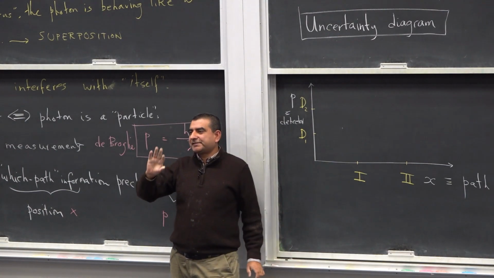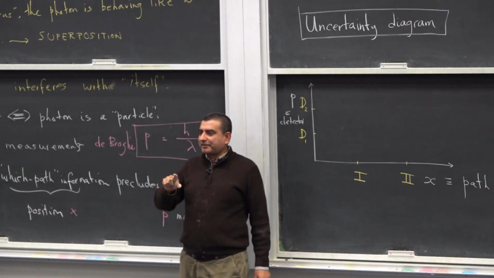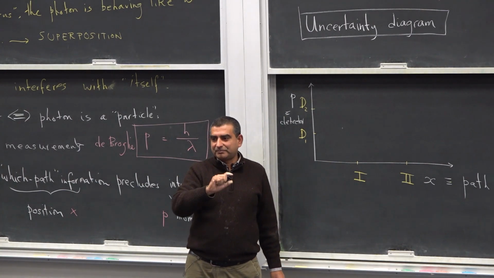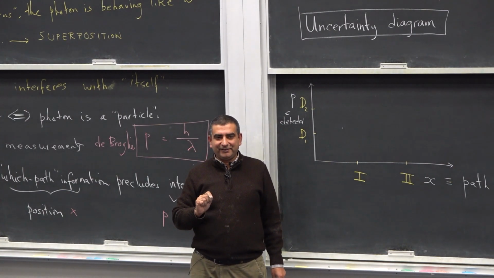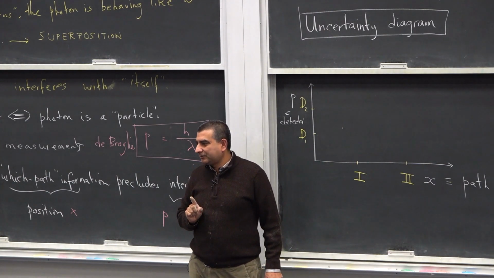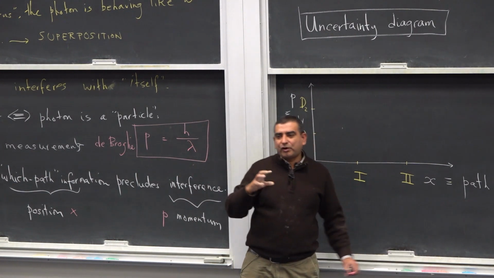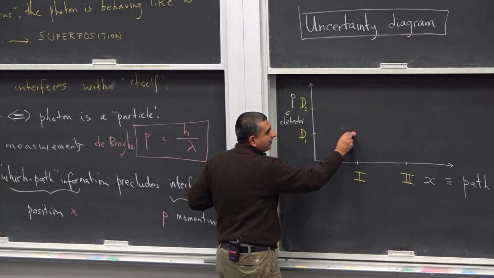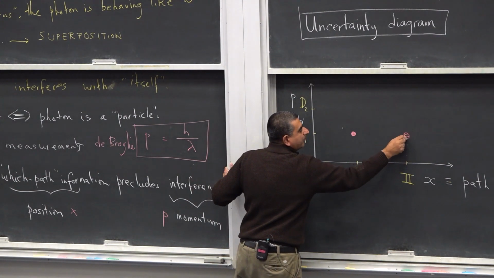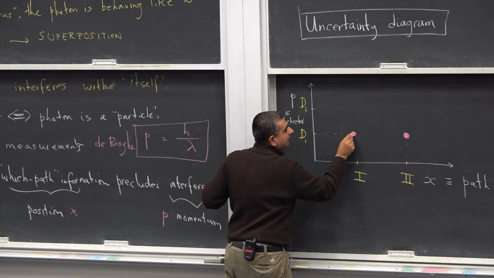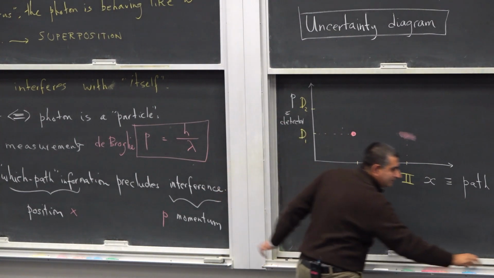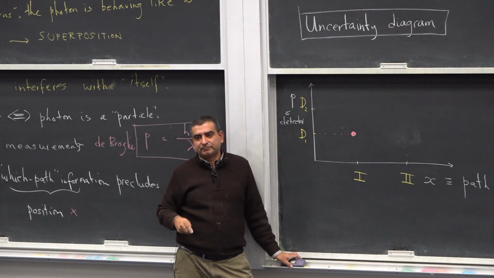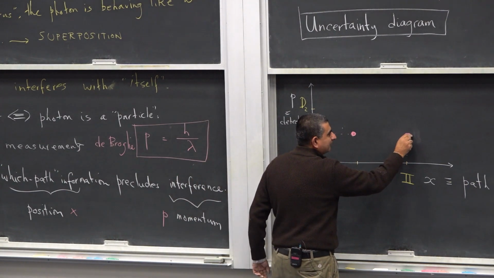Now, when interference is taking place, we are uncertain about the path, but we are certain about the momentum, because with 100% certainty detector D1 is clicking. So if we would like to plot this scenario on an uncertainty diagram, we are uncertain about the path, so we'll just draw a blob here corresponding to D1 and a blob here. Okay, good.